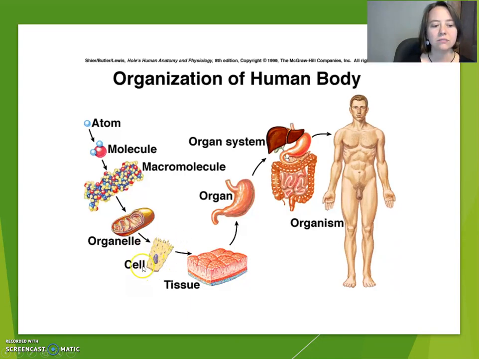This is a cell, and many cells working together make up a tissue, and tissues working together make up an organ. This is the stomach, and then many organs working together make up an organ system. So take a guess in your head what this organ system is. The digestive system. And then organ systems working together make up an organism. So just a reminder, we are in human biology, so we will be seeing pictures of the human body, and I know that you are all mature enough to see pictures.